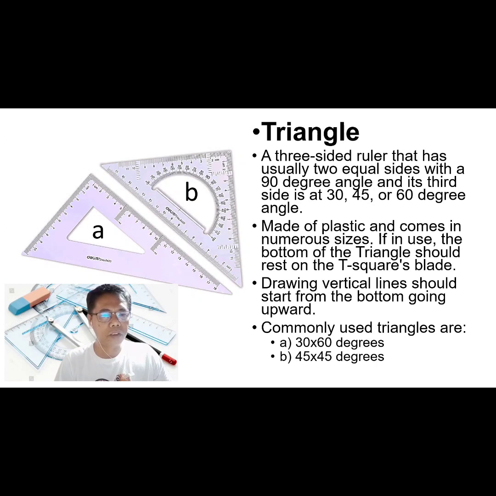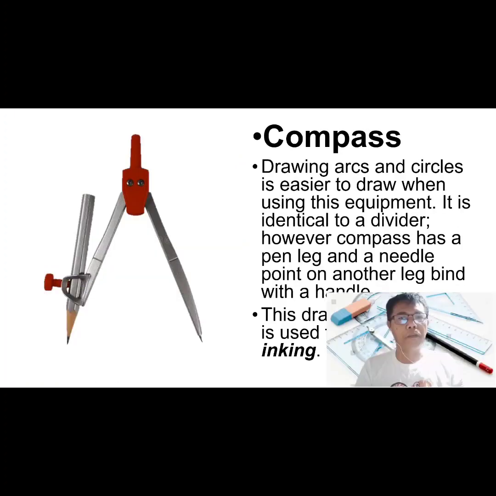Commonly used triangles are A, 30 by 60 degrees triangle, and B, 45 by 45 degrees triangle. A compass. Compass is used for drawing arcs and circles. It is easier to draw when using this equipment.